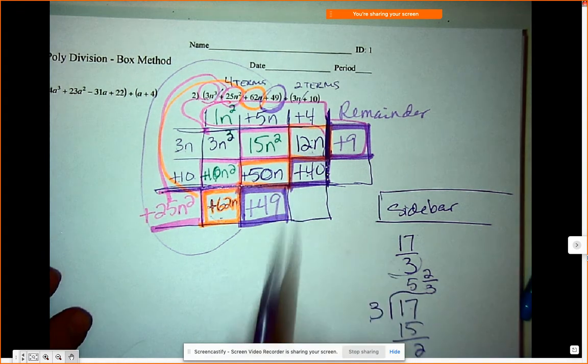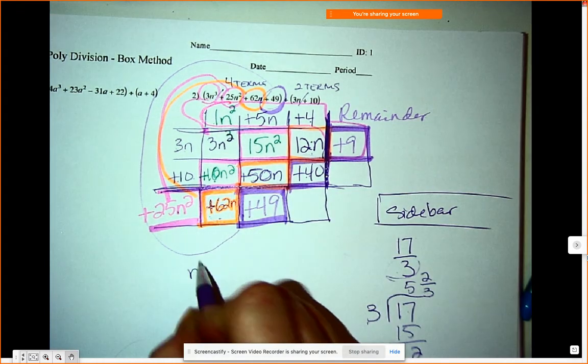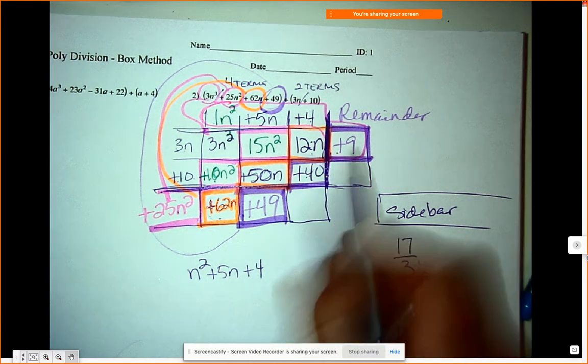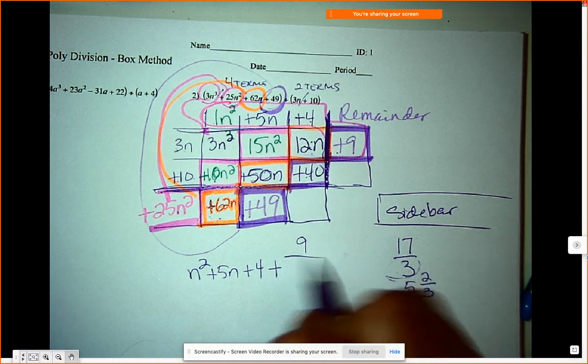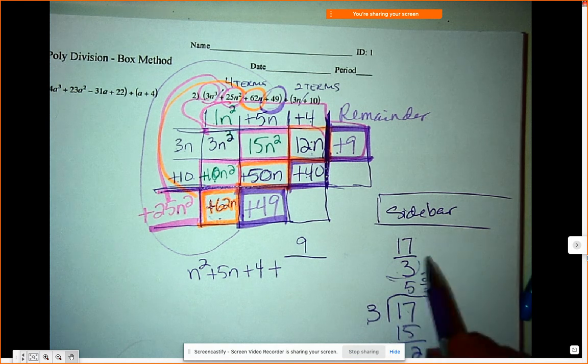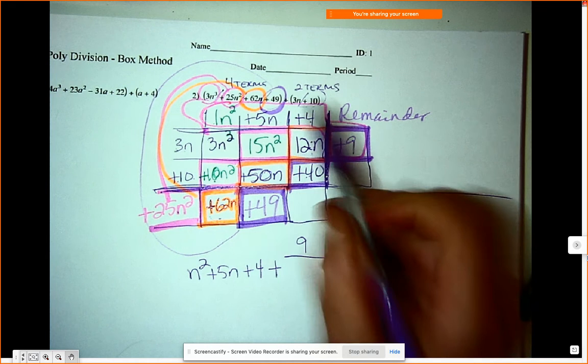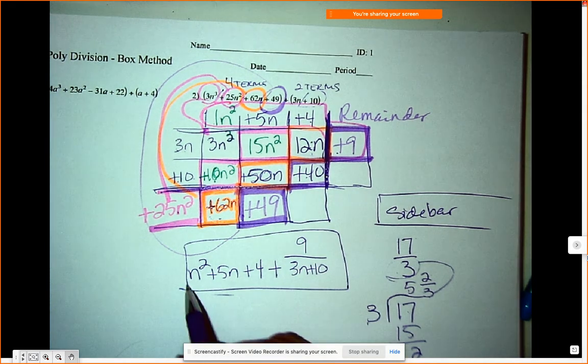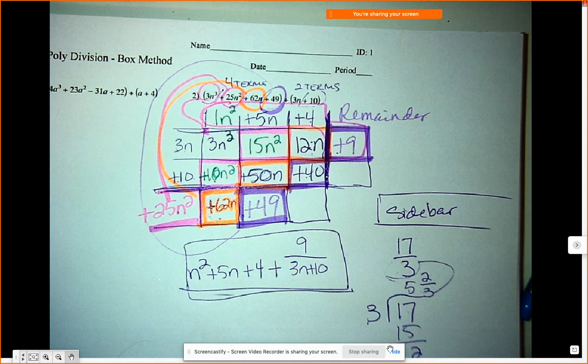We're going to do the same thing here. My answer is this. N squared plus 5n plus 4, and it says plus 9. So I'm going to write plus, and I'm going to write this as a fraction. Well, here we put the remainder on top, and whatever we were dividing by goes on the bottom. Same here. We were dividing by all of this. That's my final answer, and that's mathematically correct on how to do this.